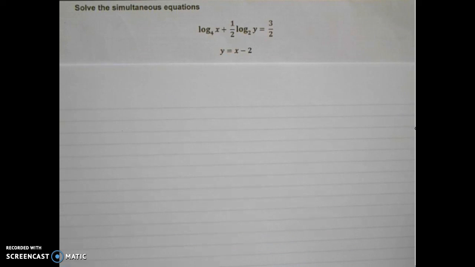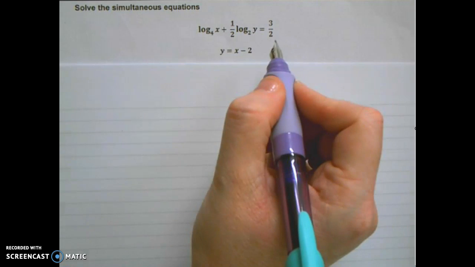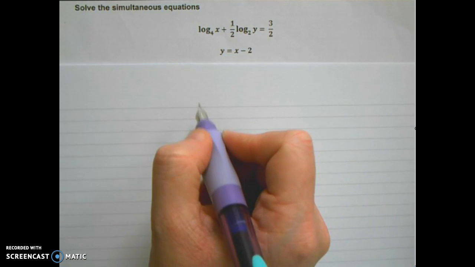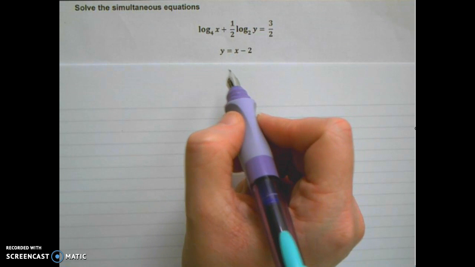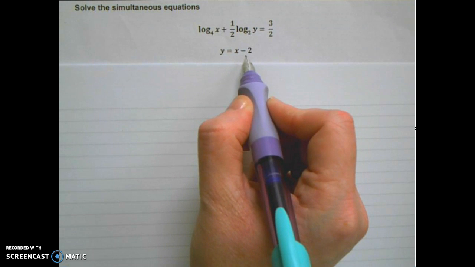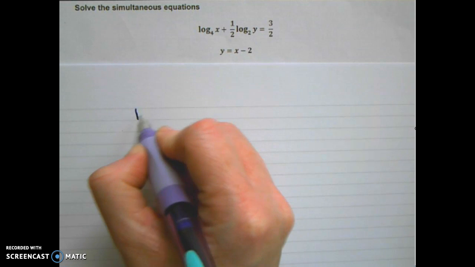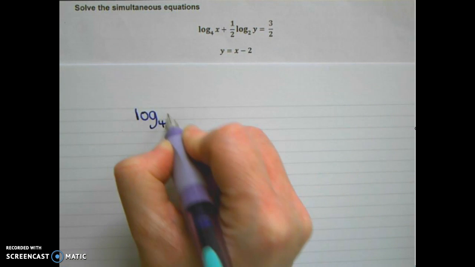Question 5 was to solve these two simultaneous equations. They're simultaneous equations because we've got two equations and two unknowns. The easiest way to do this is the way we do the quadratics, where we do a substitution. So if we know that y equals x minus 2, instead of y here, let's write that as x minus 2.